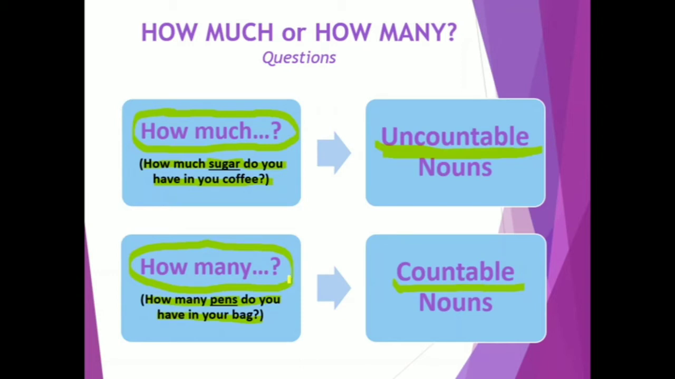So remember, for the quantity of uncountable things, we use how much. And the quantity of countable things, we say how many, right? It's pretty simple, right? It's for anything, right? Anything that's uncountable, how much? Anything that's countable, how many, right?